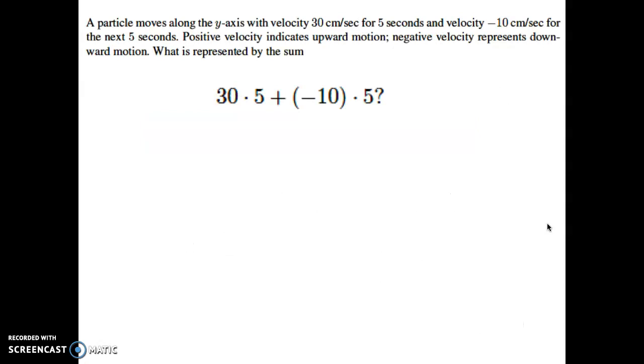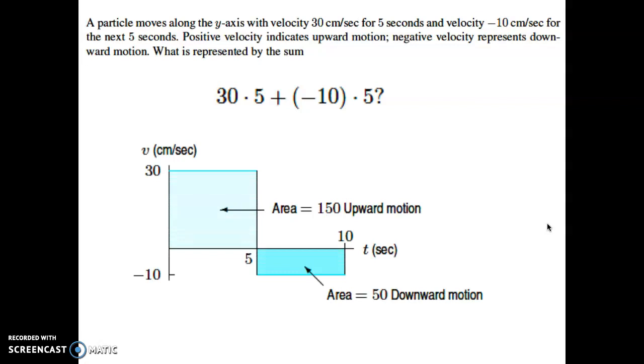Last example here: a particle moves along the y-axis with a velocity of 30 centimeters per second for 5 seconds, and then a velocity of -10 centimeters per second for the next 5 seconds. Positive velocity indicates motion is upward, negative velocity represents downward motion. What does this sum represent? If we did 30 centimeters per second for 5 seconds, that would be this area. That would be my upward motion, or 150 centimeters of upward motion in those 5 seconds.